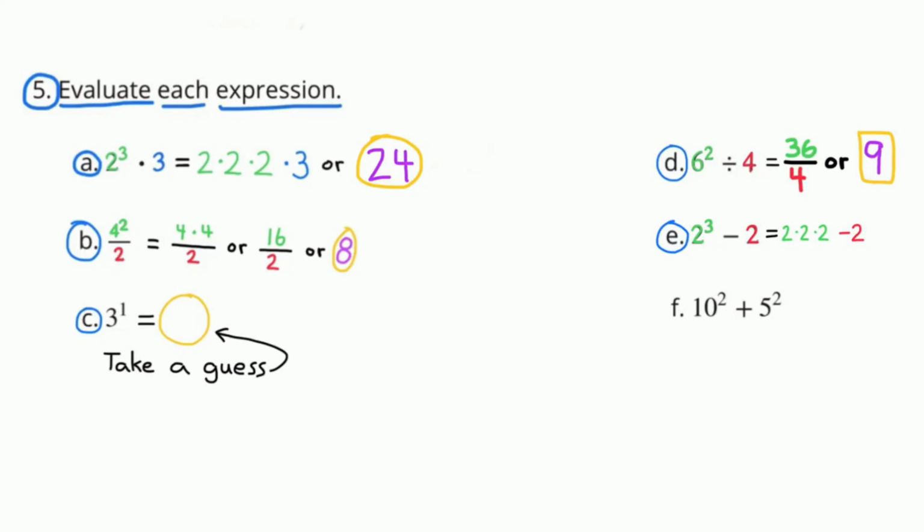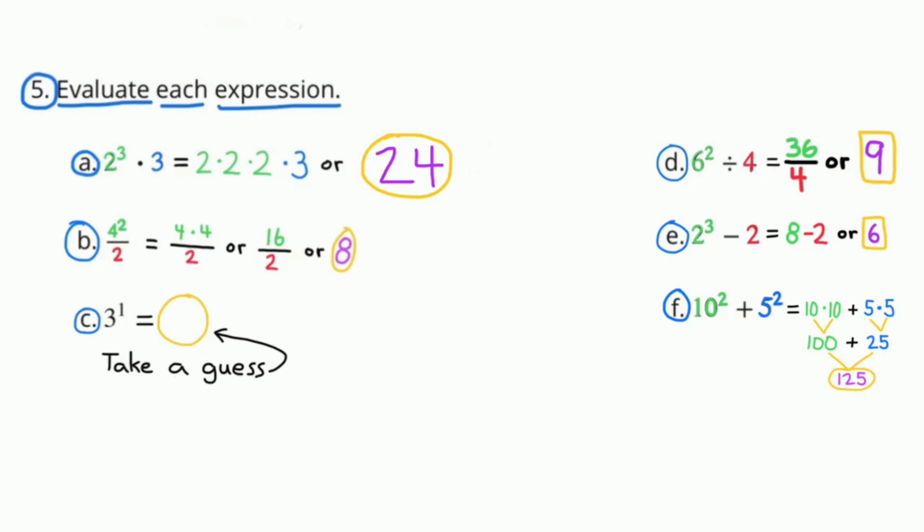E. 2 to the 3rd power minus 2. That's the same as 2 times 2 times 2 minus 2. And 2 times 2 times 2 is 8, and 8 minus 2 equals 6. F. 10 to the 2nd power plus 5 to the 2nd power. That's the same as 10 times 10 plus 5 times 5. 10 times 10 is 100. 5 times 5 is 25. So 100 plus 25 equals 125.